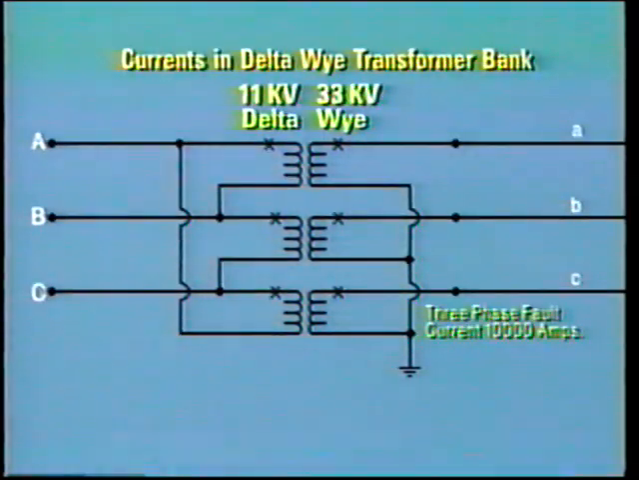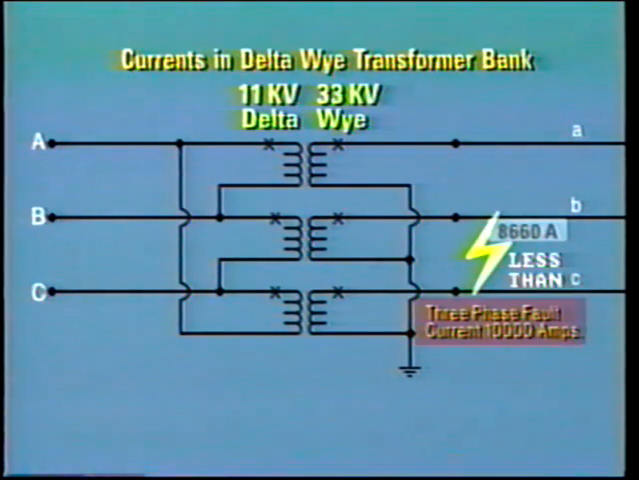Now let's look at the situation if the bus fault had been phase to phase only, say phase B to phase C. Calculation, backed up by experience, shows that the magnitude of fault current will be less than that for a three-phase fault at the same location. In fact, there is a distinct relationship.